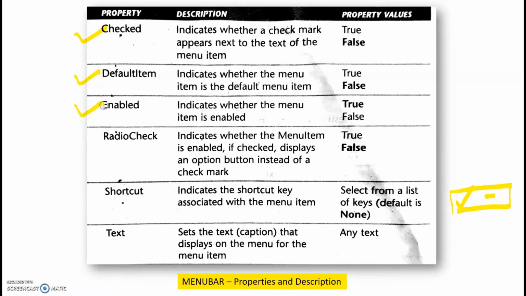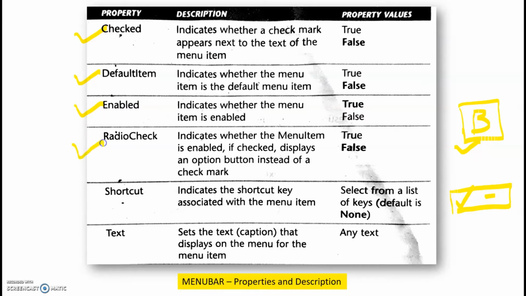Then there is an Enabled option. Enabled means enable or disable. If you don't want to allow the user to click on the option, we call it disabled. It's just like the bold button in Word, where you can only click on the bold button when you have selected certain text. This kind of thing we call enable or disable.